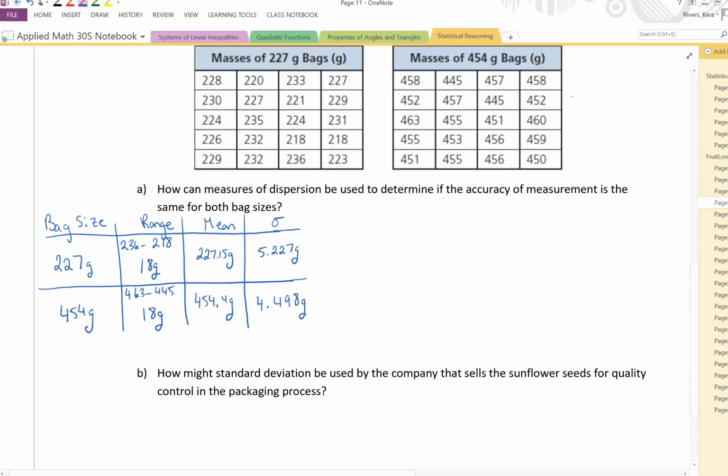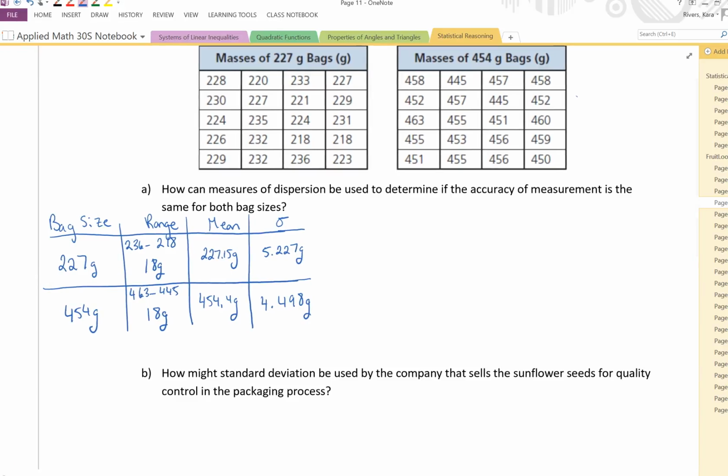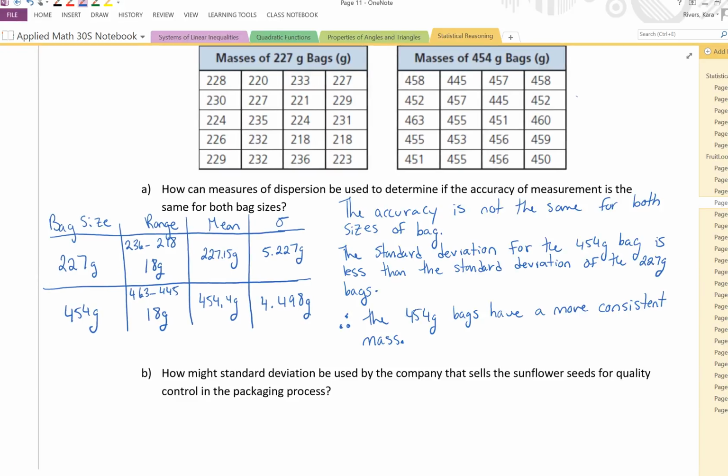Okay, let's summarize this. The accuracy is not the same for both sizes of bag. The standard deviation for the 454 gram bag is less than the standard deviation of the 227 gram bag. Therefore, the 454 gram bags have more consistent mass. They were filled with more accuracy.